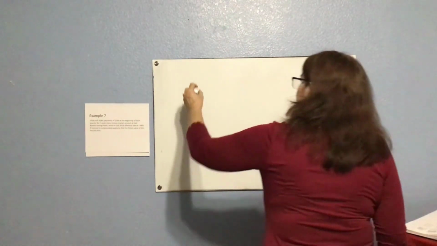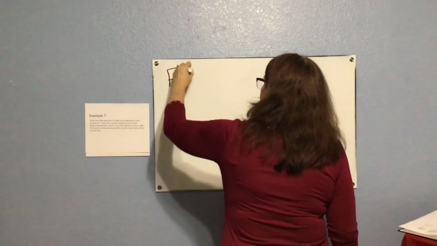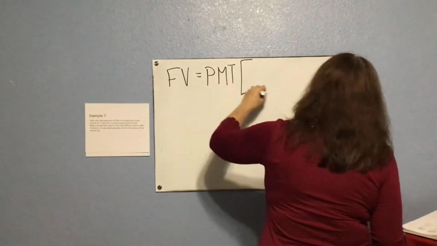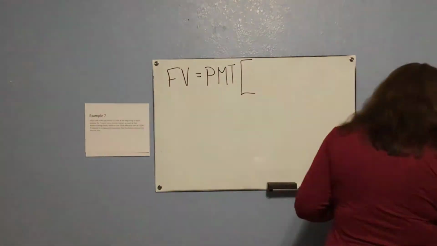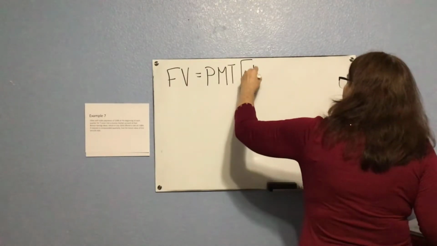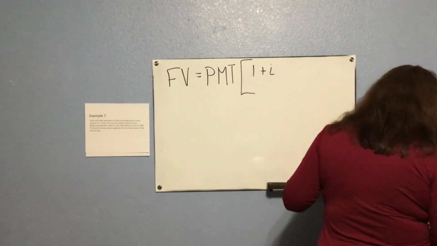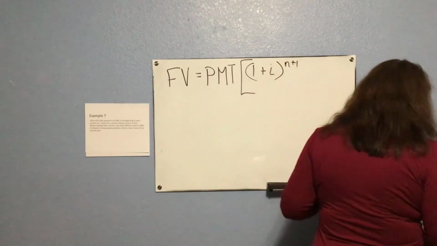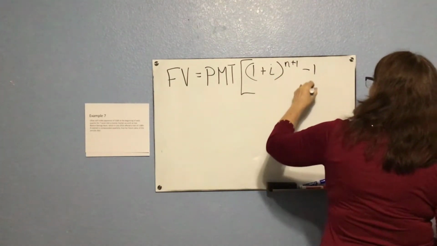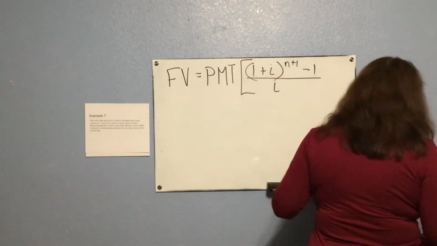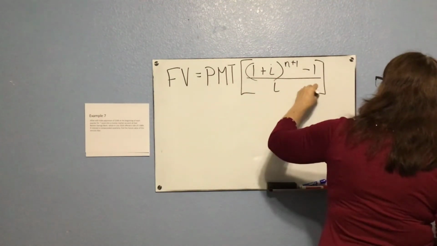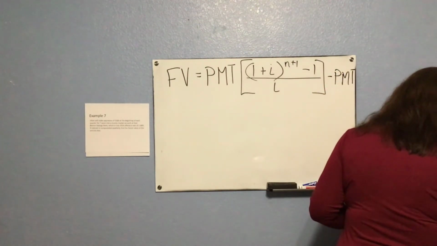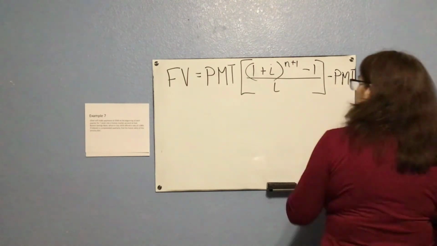Okay, we have a new formula for annuity due. Future value is equal to PMT times 1 plus i to the n plus 1 minus 1 over i, minus PMT. Looks pretty similar so far, but it's a little bit different. We're going to subtract one payment at the end.